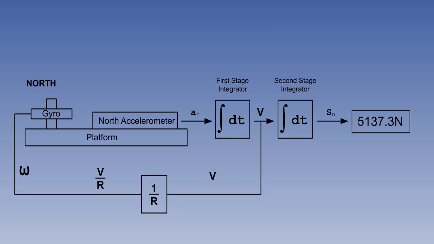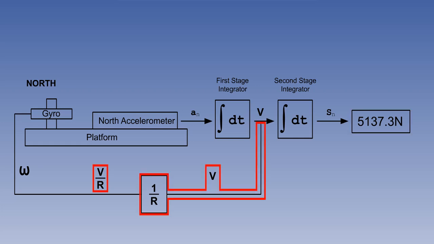Now that we see the need for Schuler tuning, we can look at the full data flow, including the V/R feedback loop. The accelerometer is mounted on a platform which is stabilised and north-orientated by gyroscopes. It detects accelerations which are passed to the first stage integrator. Here they are integrated into velocity. One feed of this velocity is taken forward to the second stage integrator, where it is converted to distance gone and added to the present position, thereby generating a new present position.